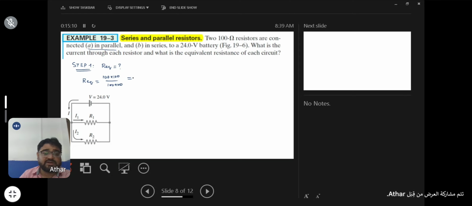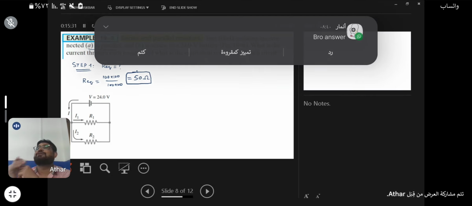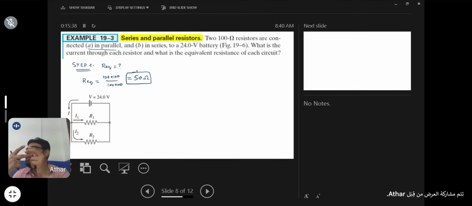Can you please check the calculator? It's 50 ohm. One thing to remember is that if the resistances are the same in amount, when you use them in parallel, the equivalent resistance becomes half. If it is 100, the equivalent resistance will become half. I'm talking about when they are the same.